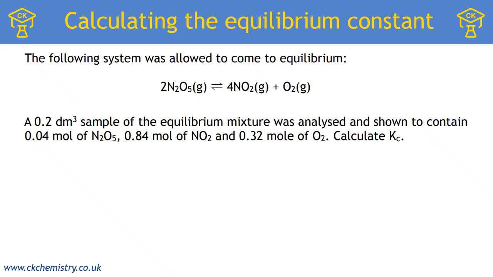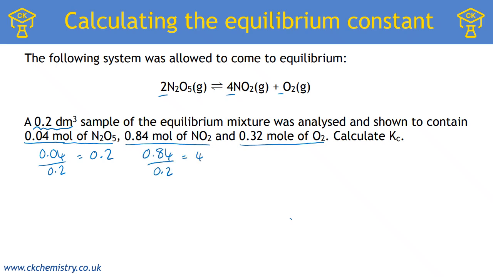So we're given a balanced equation, which is important because we need these numbers, which is 2 and 4 and 1. And we also need the concentrations. And what we've actually been given is not concentrations, we've been given the volume and the number of moles of each substance. Okay, so all I need to do is do moles over decimeter cubed to get my concentration, which is always in moles per decimeter cubed. So 0.04 divided by 0.2 is 0.2. 0.84 divided by 0.2 is going to be 4.2, and 0.32 divided by 0.2 is 1.6.